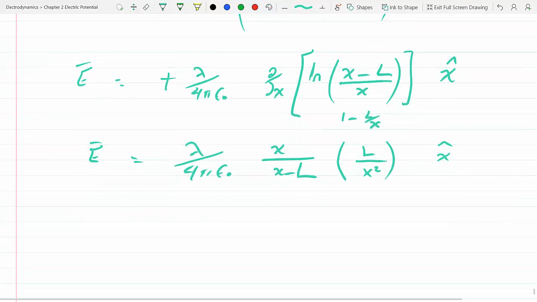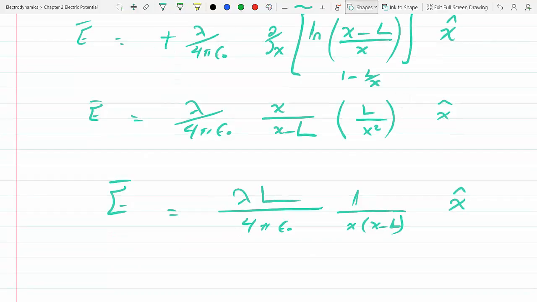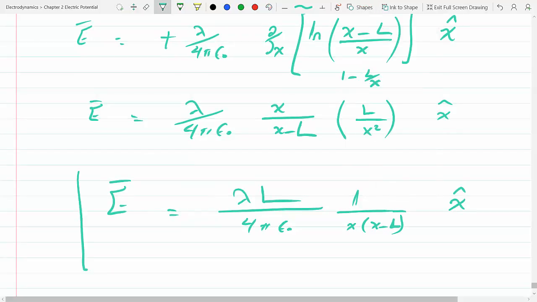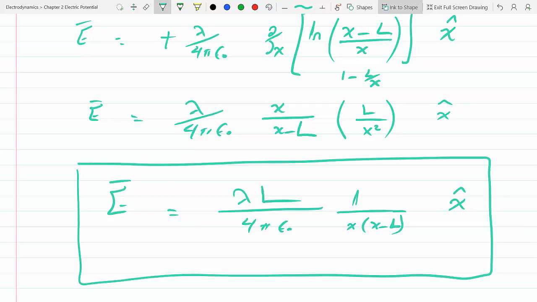And then if you cross out an x, finally the electric field will be lambda L over 4 pi epsilon times 1 over x times x minus L. Okay, and this is all in the x direction. Yes, that's what I got. I factored in the x. I did x squared minus xL. So yeah, it's the same thing. You got the same answer.